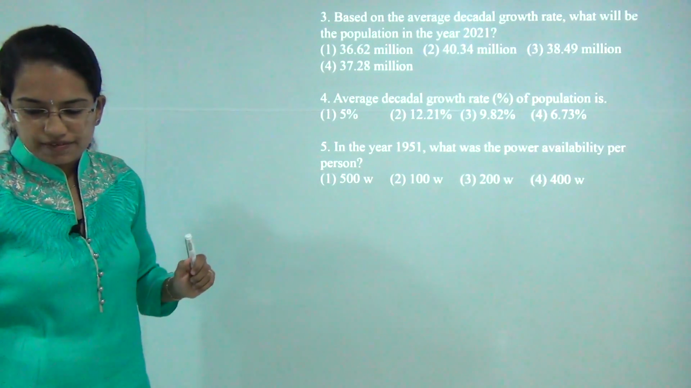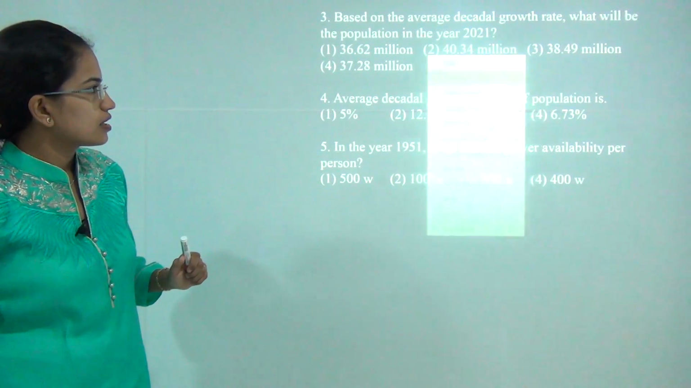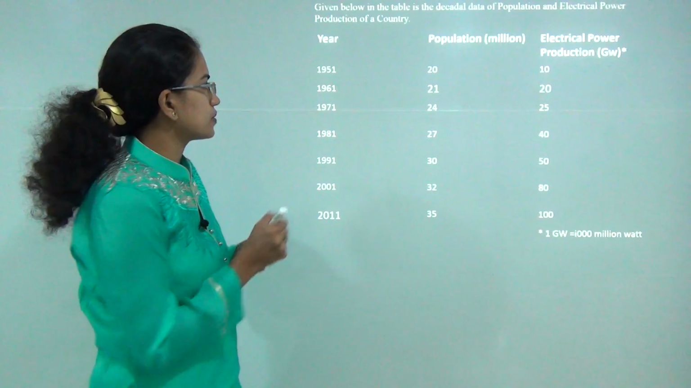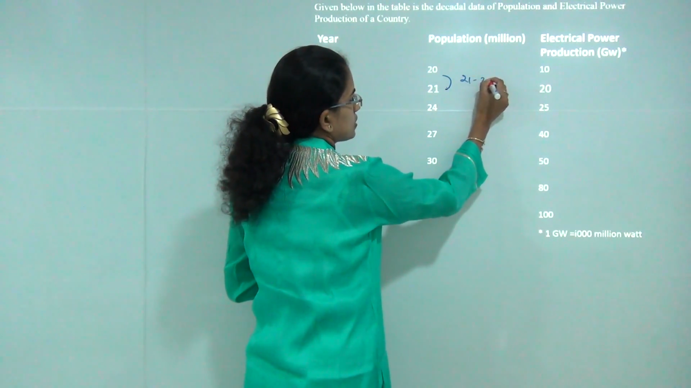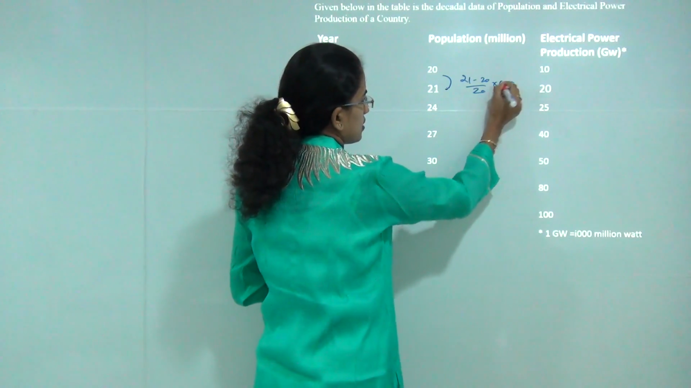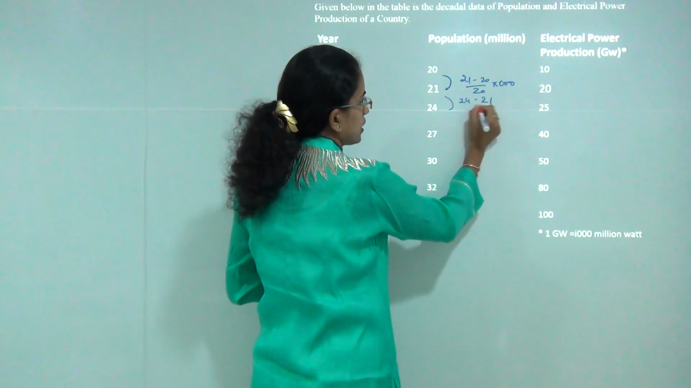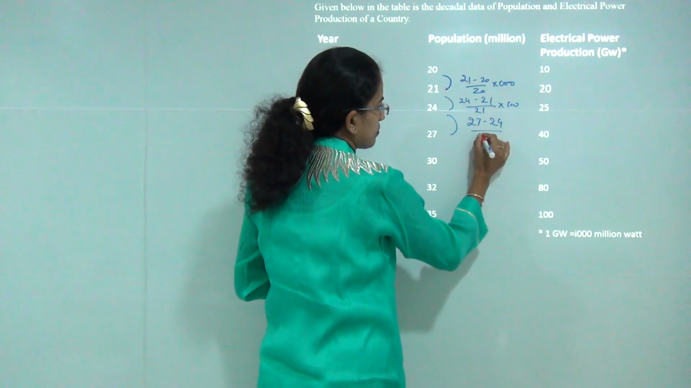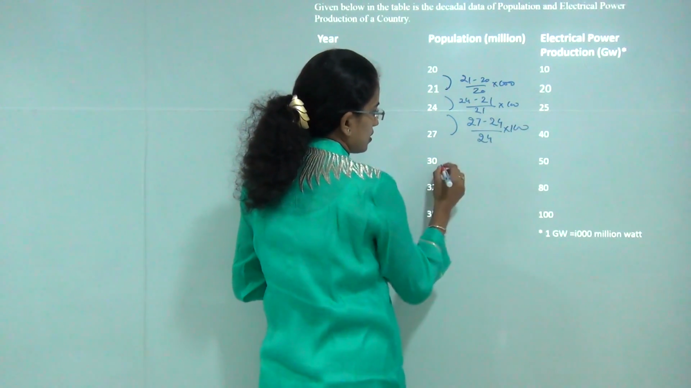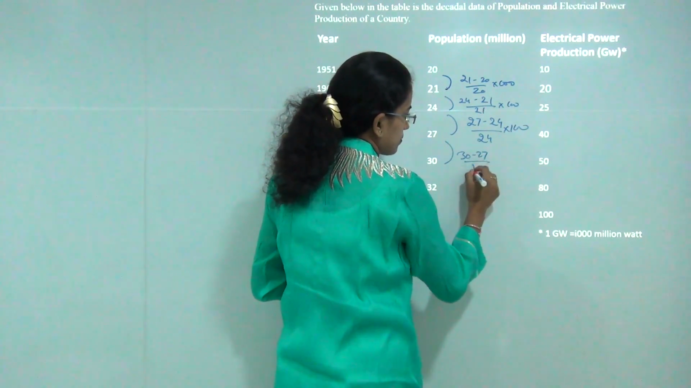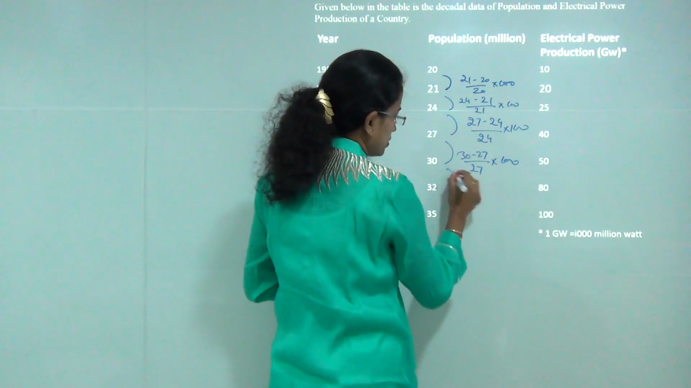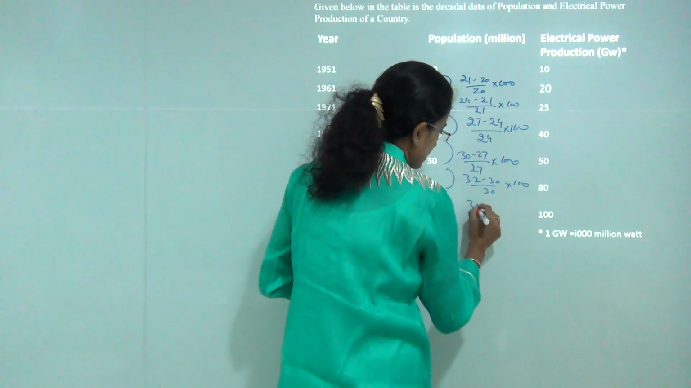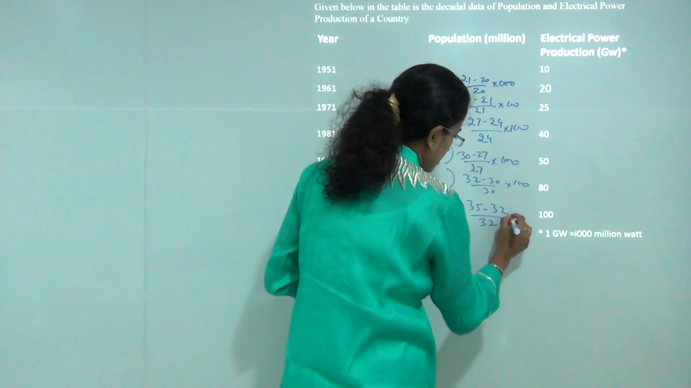Now how do we calculate the average decadal growth rate of the population? So we have the population here. If I want to calculate the decadal growth rate, I can say 21 minus 20 divided by 20 into 100. For the next it would be 24 minus 21 divided by 21 into 100. 27 minus 24 divided by 24 into 100. Then you have 30 minus 27 divided by 27 into 100. And so on. So you have 32 minus 30 by 30 into 100. And finally 35 minus 32 by 32 into 100.